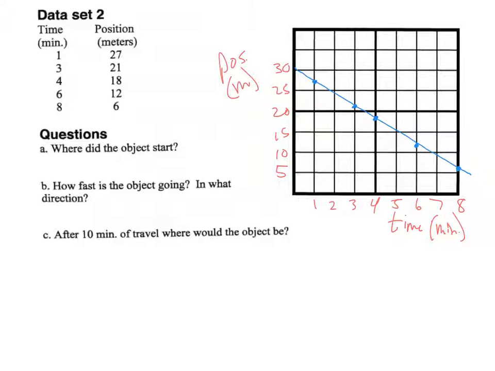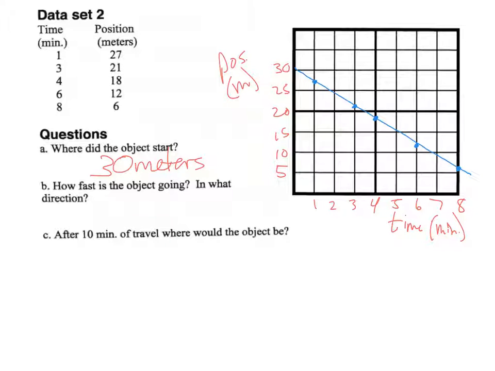We're probably going to need that information because it says, where does the object start? Again, we're talking position here. When the time is 0, you go up till you hit your line and you see it's at 30. 30 what? 30 meters. You better make sure you're using units of measure. 30 meters is the starting position.